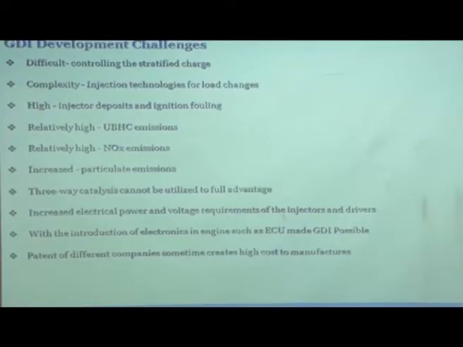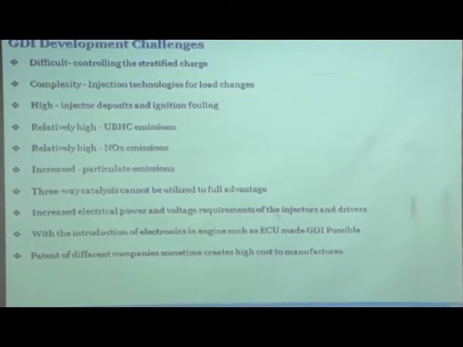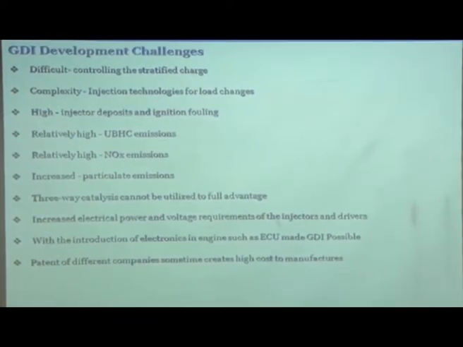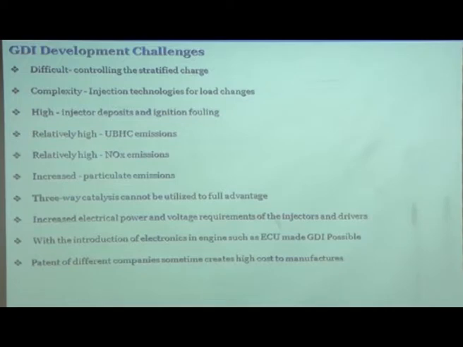ECU is a must. And then what happens is that people have developed, and then everybody patents their IP, and then it becomes difficult, the other companies cannot use it. So, patent of different companies sometimes creates high cost for the manufacturer. If I want to use the same method which you have patented, I have to pay you money. So, my cost of production goes up. So, patents I think last for about 20 years. So, after 20 years anybody can use it free of cost, but for 20 years people have to pay the patent owner. So, this is actually creating a lot of problem for the OEM. OEM costs are going up.